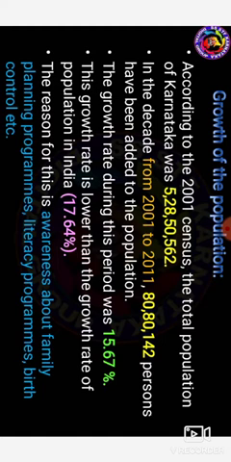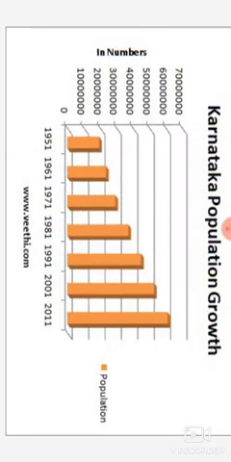The reasons are awareness about family planning programs, literacy programs, and birth control. These are all programs the states have to run to promote awareness. Look at that. Every 10 years, the Karnataka population shows very steady growth.